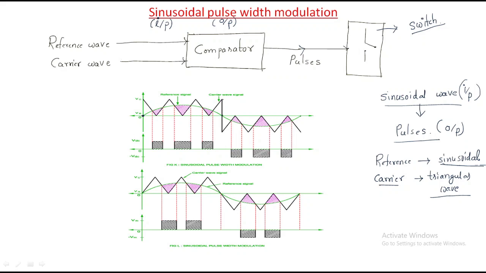It looks like a triangle and stops at some point and then will be a straight line. Again it will be like this. Right. These two, so that's why this VC means carrier. VC means carrier voltage wave. Next, VR means reference voltage.